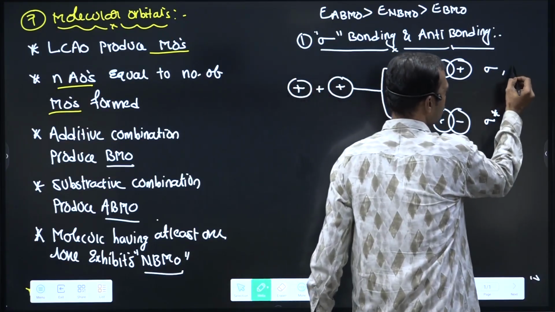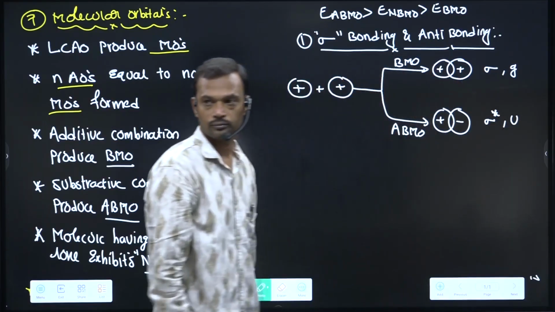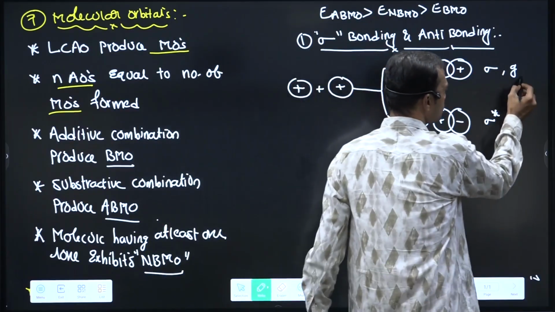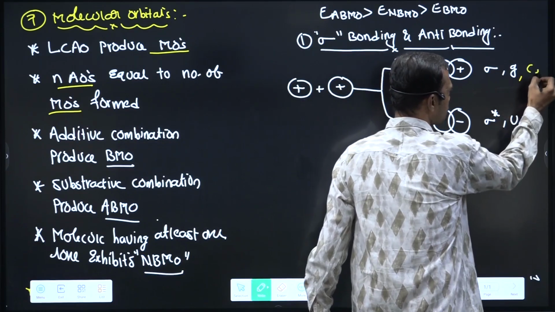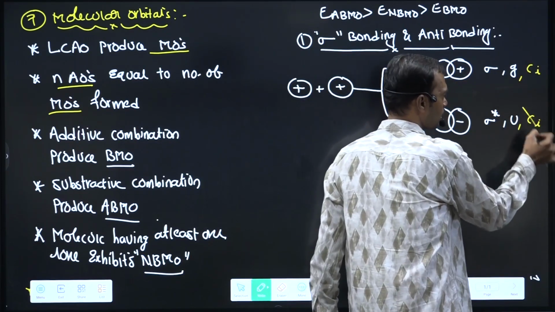So here this is called gerade and this is called ungerade orbital. Gerade and ungerade. Gerade means the molecule has a center of symmetry. Ungerade means the molecule has no center of symmetry.